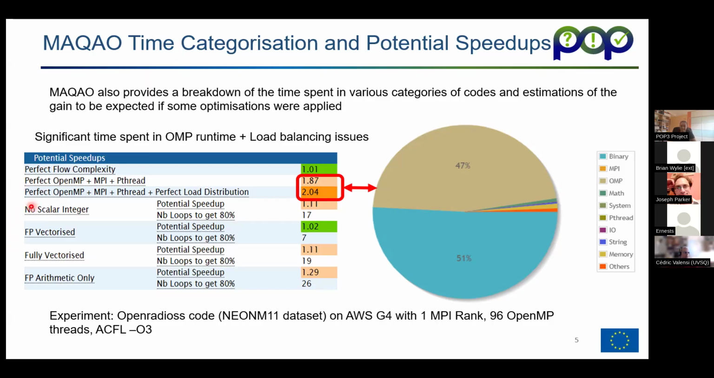Here, for instance, this 2.1 assumes that we spent no time at all in parallel runtimes and that we had a perfect load distribution. We have a rather important speedup, because we can have a 2 times speedup if we manage to achieve perfect load distribution and very little time spent in the parallel runtime. So this confirms that the issues we observed in the first stage were due to issues in parallelization.